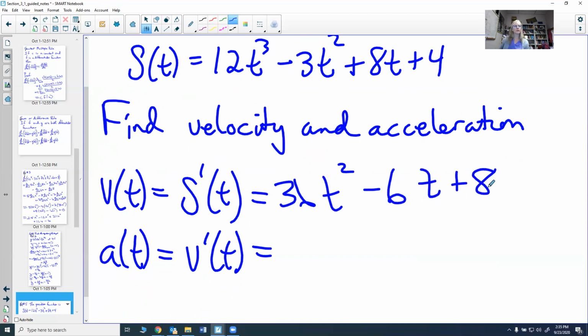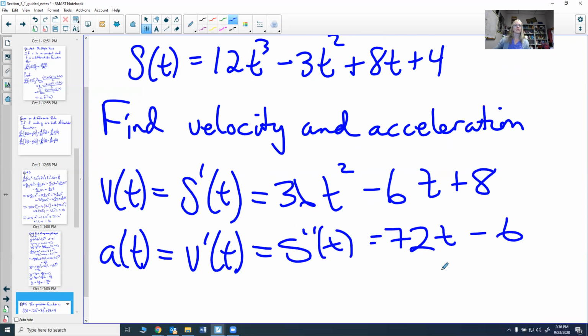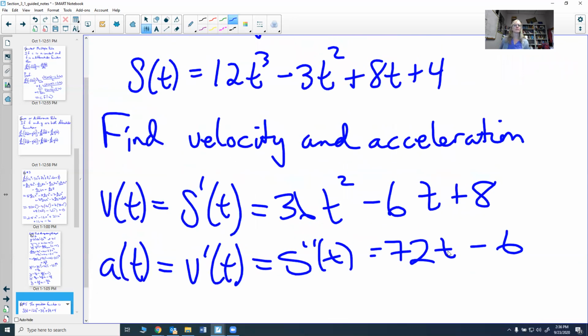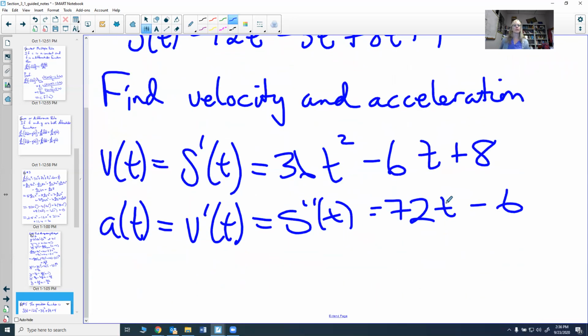Once we have that derivative, we can then find the acceleration, because remember the acceleration is the derivative of the velocity, and it's the second derivative of the position. So we're going to take the derivative of this function. That will give me 2 times 36 is 72t minus 6. And there's your acceleration. So there's your velocity, there's your acceleration function.